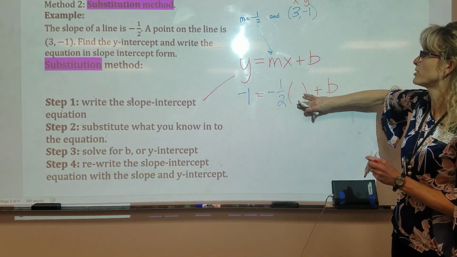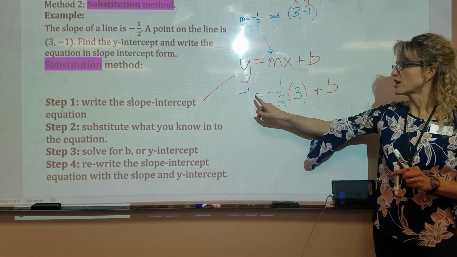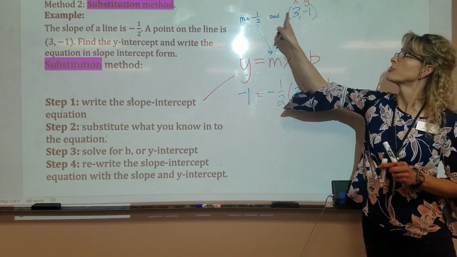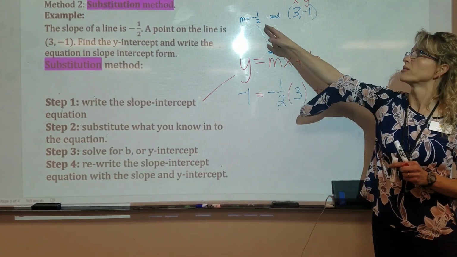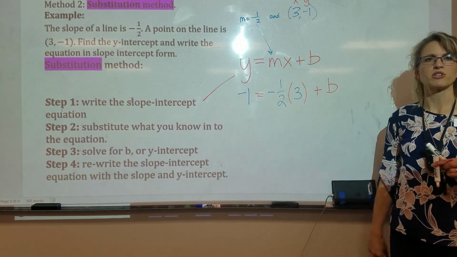Actually, I want to use blue right there. Okay. So what I substitute: I know a y value from here, I know an x value from here, and I know my slope. That was all given to me. You're done with step 2.